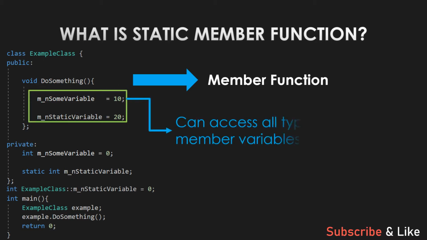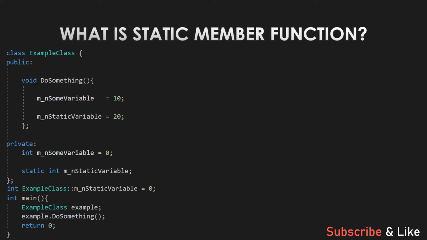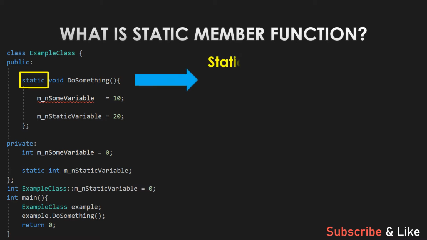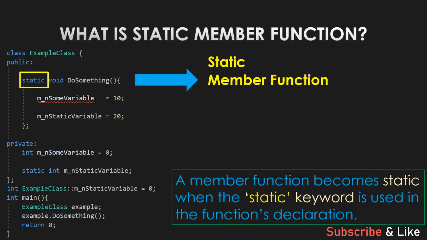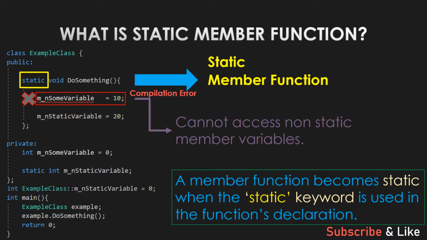As you can see, a normal member function can access both non-static and static member variables without any issues. Now, let us see how we can make a member function static. A member function can be made a static member function when the static keyword is used in the function declaration as shown here. You need to add the keyword static at the beginning of the function. It is important to understand that inside a static function, you cannot access any non-static data members of the class. You can access only static member variables inside the class.